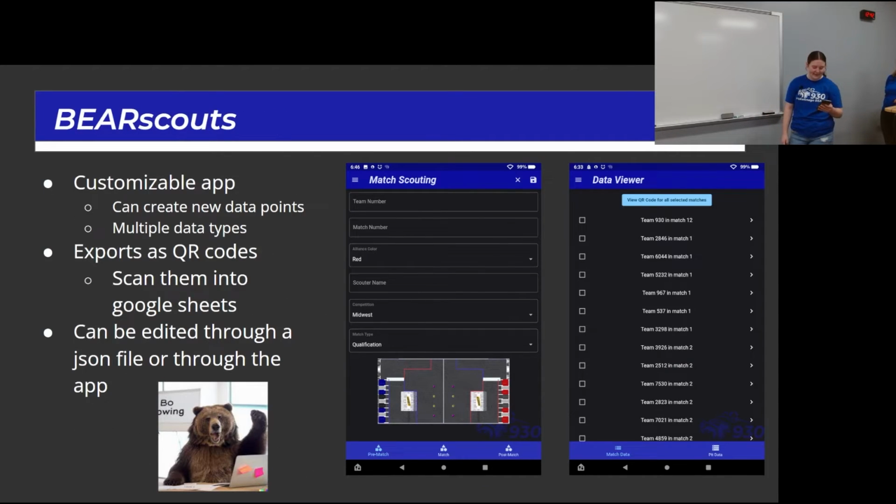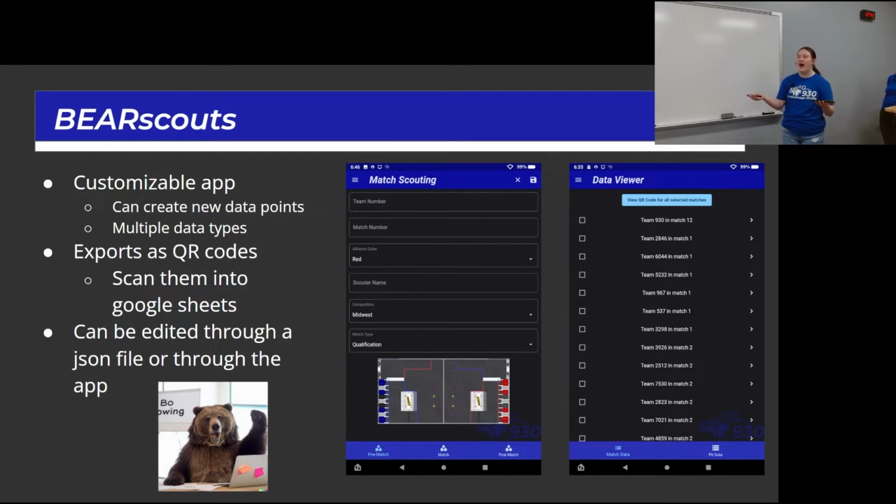All right, so let's talk about Bear Scouts. Bear Scouts is the app that we have on these tablets. It's 930's scouting app, we made it a couple years ago, and it's a customizable app where you can create many data points. We have drop downs, text boxes, and pictures on there. We really like it. It's edited through a JSON file. We'd be happy to share it with any of you if you have any questions.